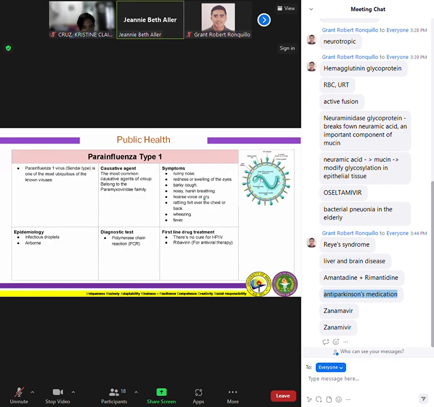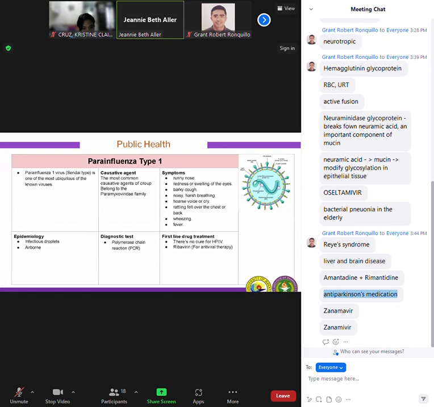And so for parainfluenza type 1, the description is that it is a Sendai type. This is one of the most ubiquitous of the known viruses. It is probably infectious for all warm-blooded animals, producing mostly an inapparent infection and, in humans, isolated cases of a mild upper respiratory infection. And this type of HPIV is common in infants and young children. So for the causative agent, the most common causative agent of croup belongs to the Paramyxoviridae family.